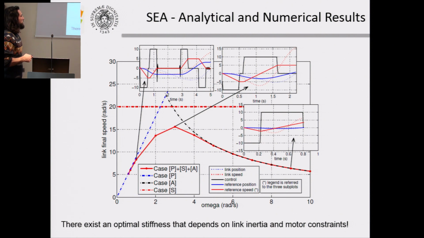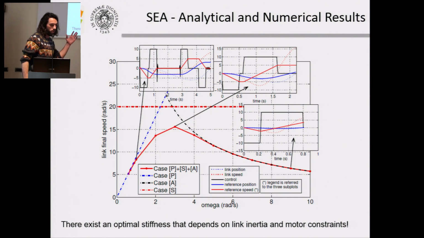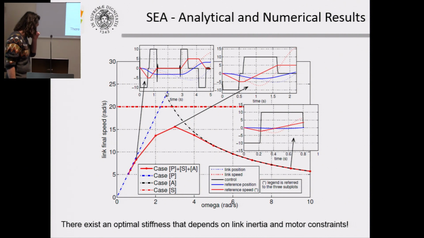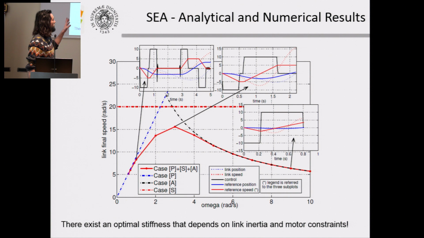Another important result that comes out from the analysis of this plot is that there is an optimal value of the natural frequency of the system. So, in our analysis, what is important is that there is an optimal value of the stiffness of the actuator that maximizes the performance, the maximum speed.